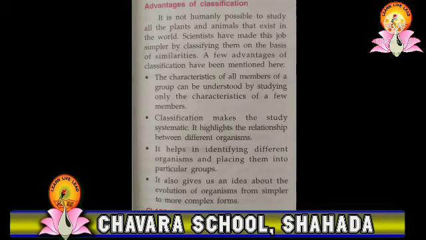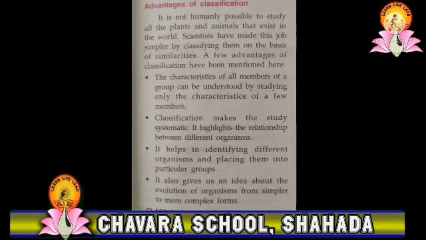Second classification advantage is classification makes the systematic study. It highlights the relationship between different organisms. Basically, classification helps us to make a systematic study of any living organism. It also makes us understand the relationship between two different organisms.